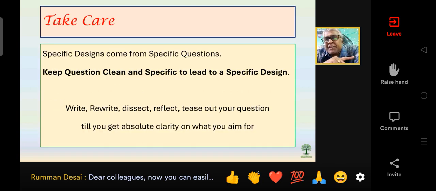Now, the most important point from a clinician perspective, from a dissertation perspective, is that specific designs come from specific questions. If your question is not clean, not specific, not focused, does not have the key elements, is not a single question, you will have a great deal of difficulty trying to find the most appropriate design for your question. And that will translate into difficulty in collecting the measures that are necessary for you to answer your question, and doing the analysis, and then interpreting the results of that analysis. So it leads to problems all through.